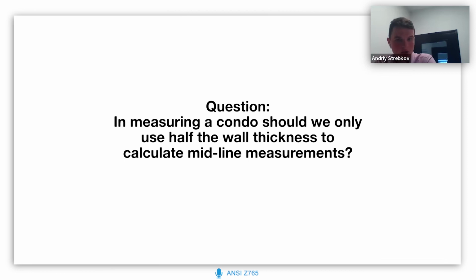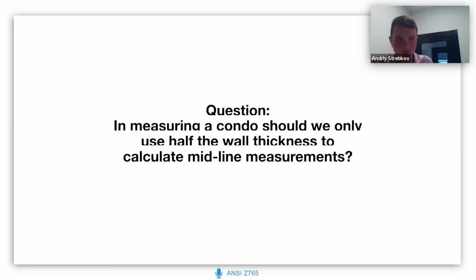There is a question in the chat. In measuring a condo, should we only use half the wall thickness to calculate midline measurement? Yeah, that's exactly what the central line is. It's pretty much the halfway, central point in the wall between the two units. So you got it.